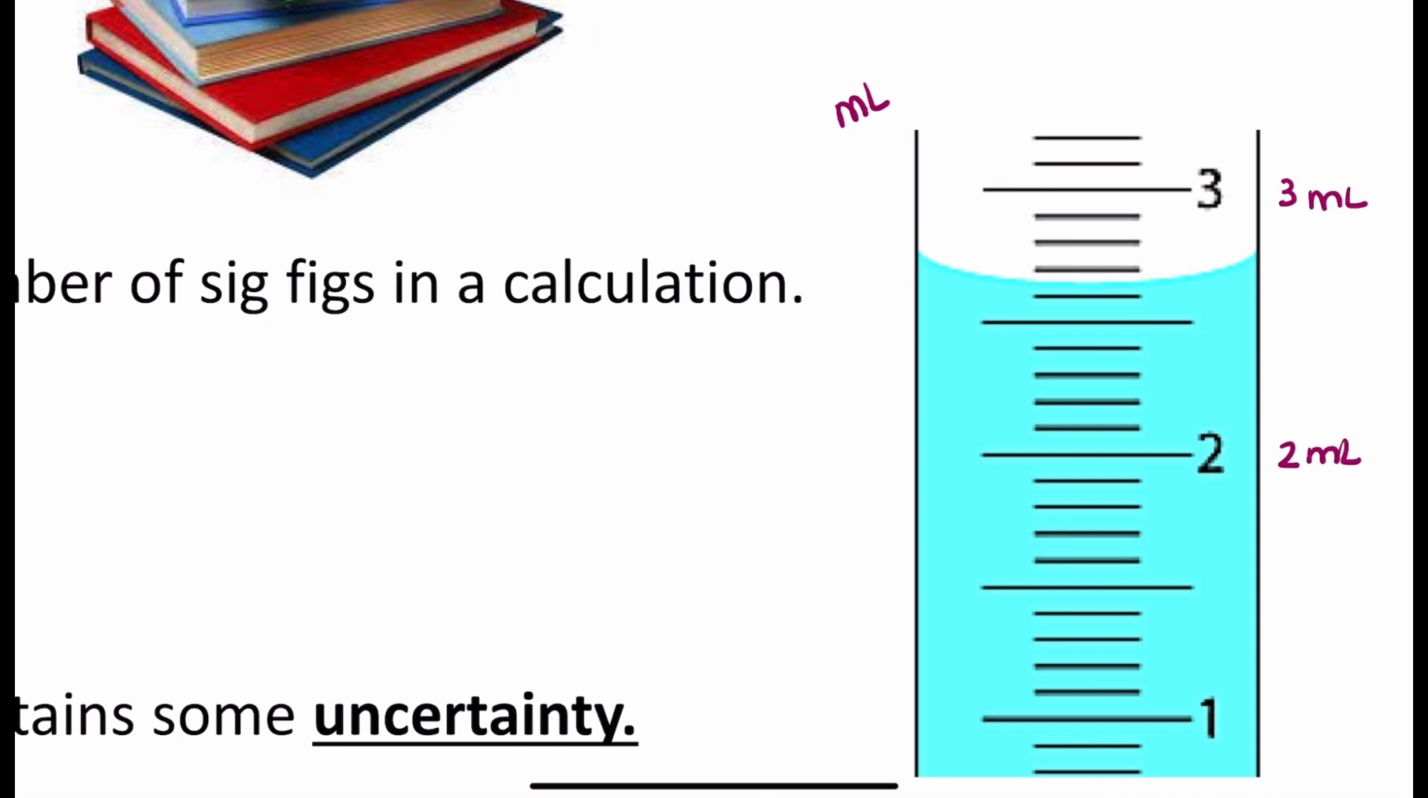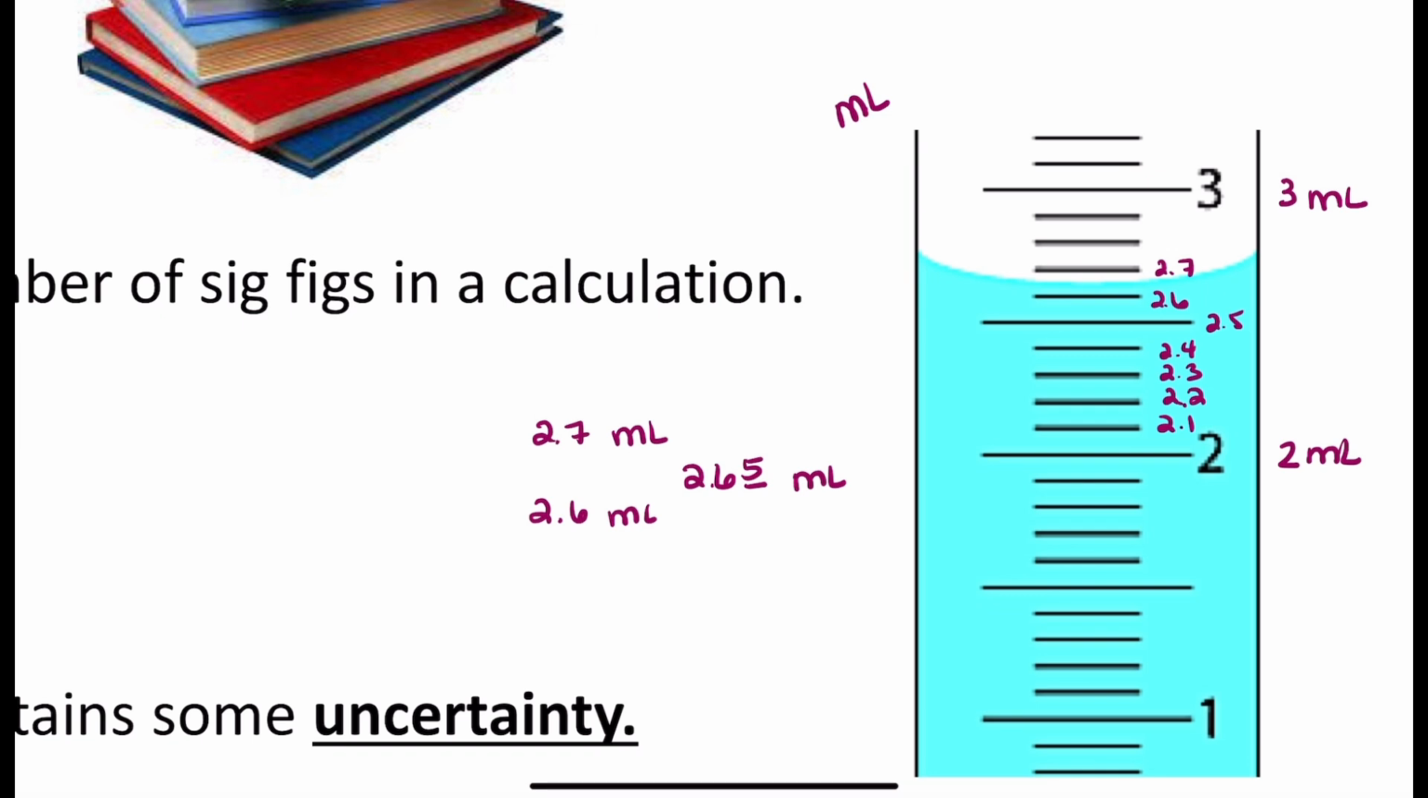I can see that it is marked to 2.1, 2.2, 2.3, 2.4, 2.5, 2.6, and 2.7. So I can say with confidence that my measurement is somewhere between 2.6 and 2.7 mils, which means my measurement is going to be 2.6 something mils. When I look at this picture, I would probably say 2.65. It looks like it's about halfway.